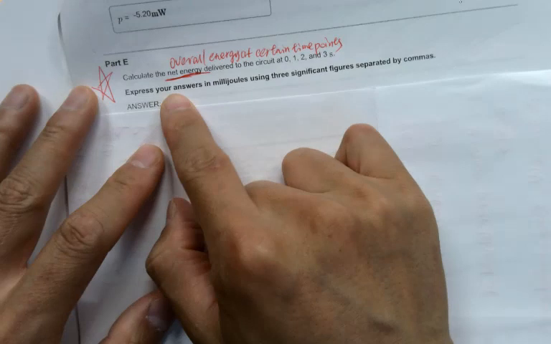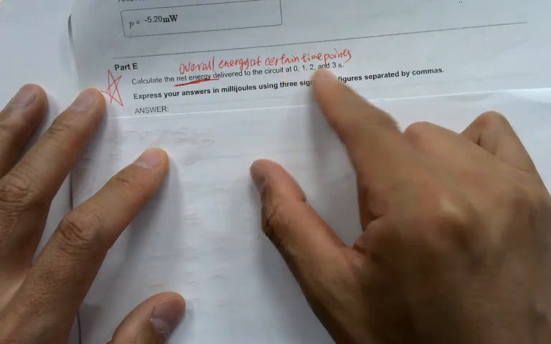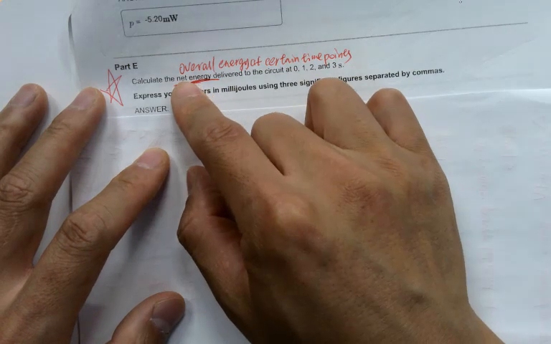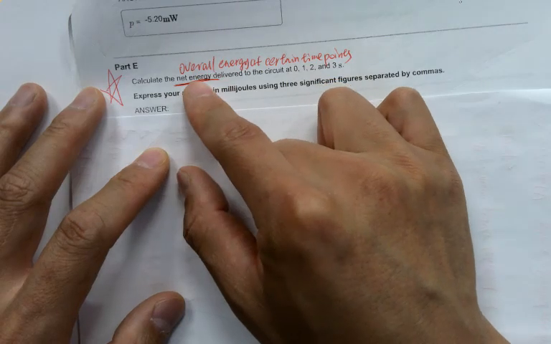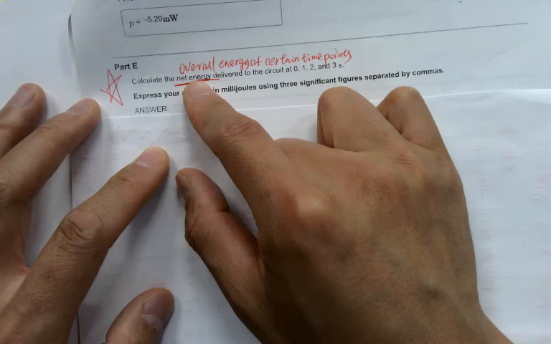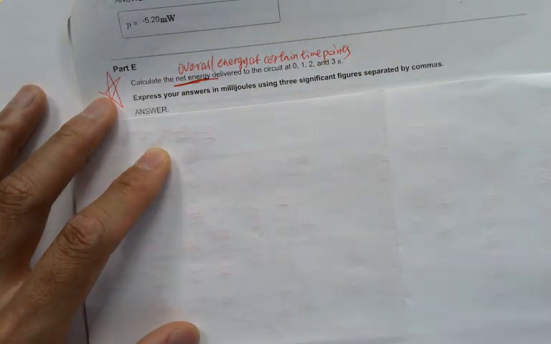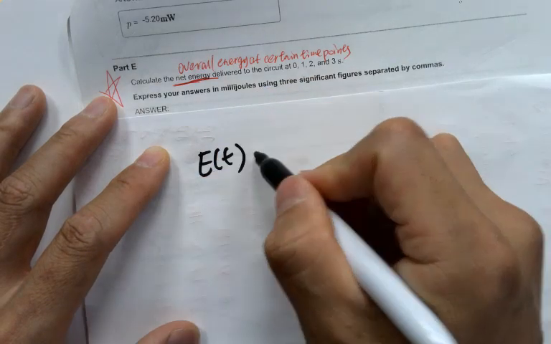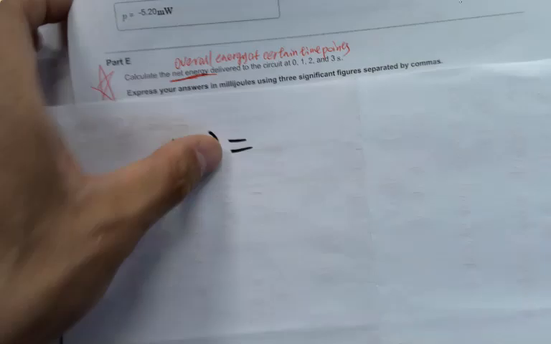Calculate the net energy delivered to the circuit at these time points. I got a bit confused at the very beginning, but eventually I found out it's net energy, which is the overall energy being delivered to the circuit. So you just have one integration, and you find the function of energy in terms of time. Then you plug in the time points into it. So now let's write it down for you guys.